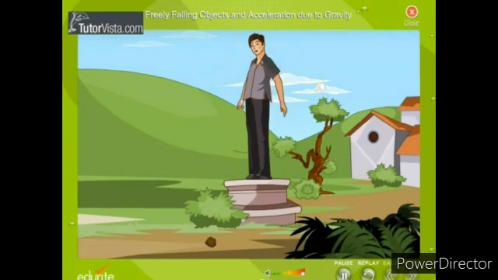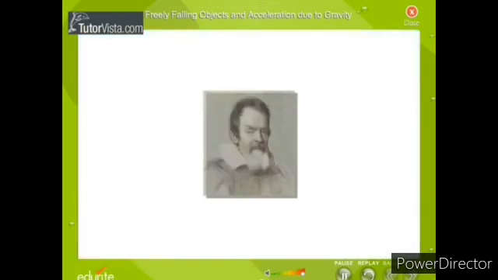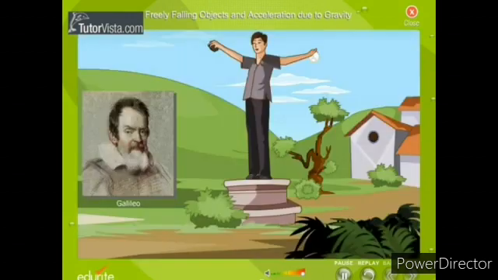We see that the stone reaches the ground earlier than the cotton ball. So, we may falsely conclude that the heavier objects fall faster than the lighter ones. That is, the acceleration produced in heavier objects is more than in lighter objects. Galileo showed that all bodies, whether light or heavy, fall at the same speed towards the earth. Galileo explained that the lighter bodies fall at a slower rate due to the resistance of the air.